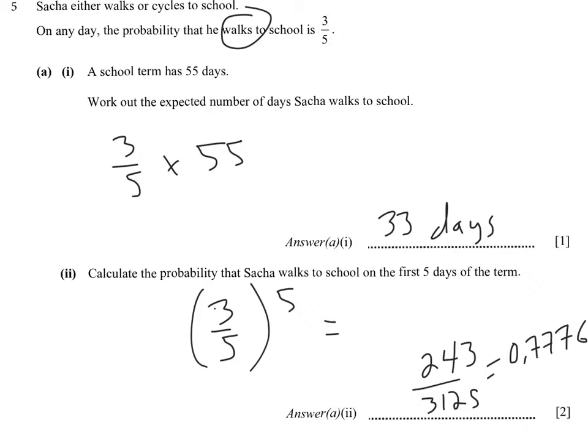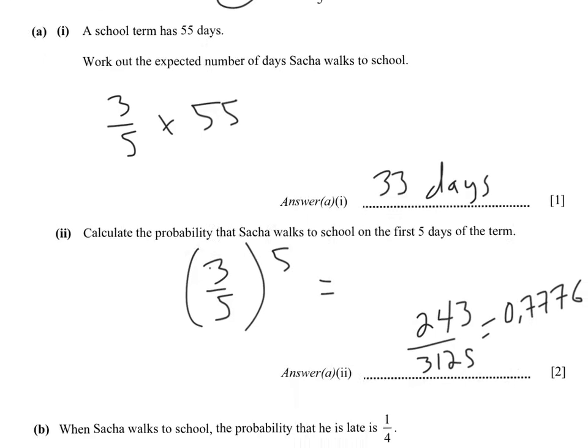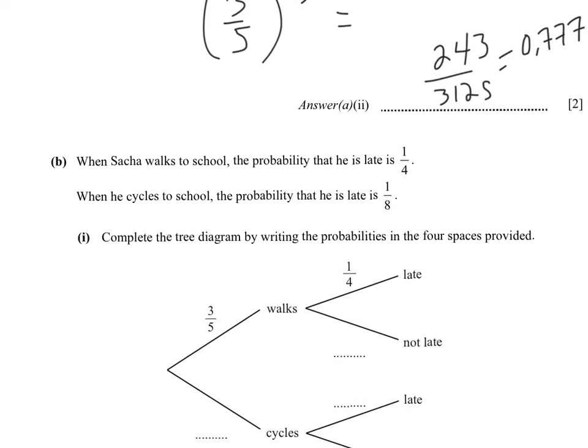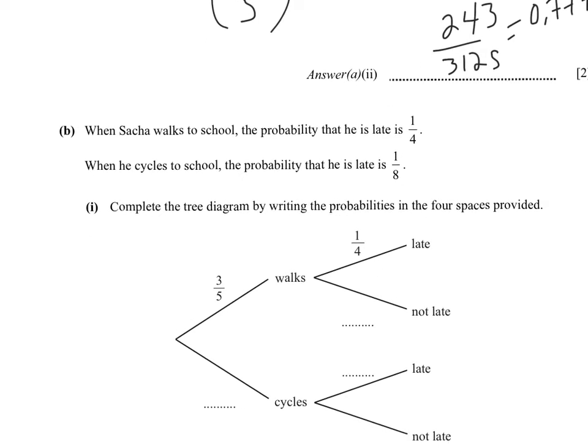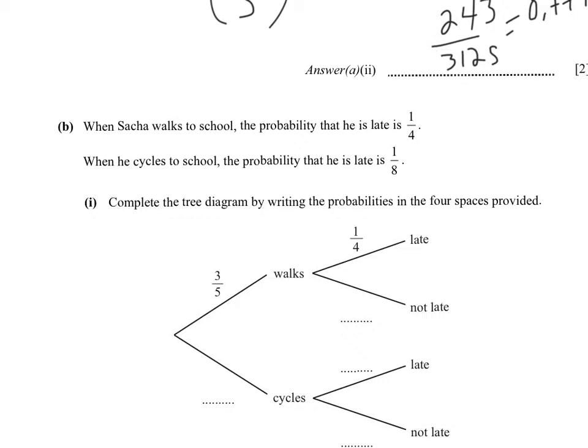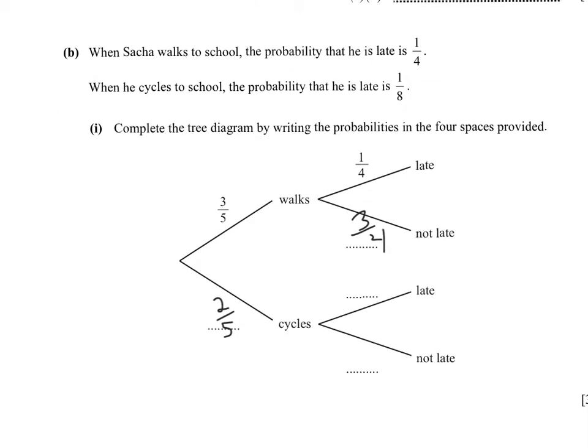All right, next. We're going to look at a tree diagram for Sasha here. If Sasha walks to school, late 1 out of 4 times, so not late must be 3 out of 4 times. And again, the walking, cycling distribution. And then I can carry down the, well, we better pay attention. If he cycles to school, the probability that he is late is 1 out of 8. Basically every 4 weeks he's late. And then make it add up to 1. 7 out of 8.